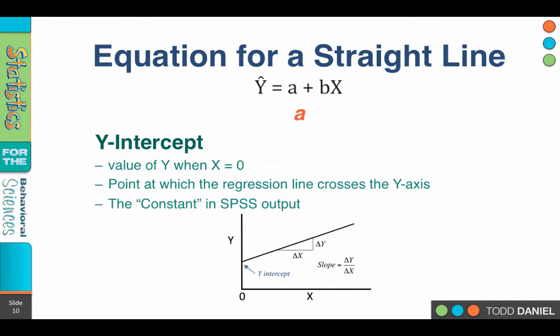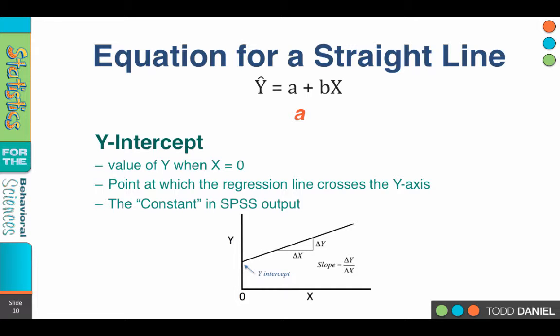So let's break down the equation a little bit more and understand what each of the parts of the equation mean. A is the y-intercept. It's the value of y when x equals 0. Now think about the intercept between the x and y axes, the point where they cross. What would be the value of a data point right there where the two lines cross? It would be a value of 0, 0. In other words, x equals 0, y equals 0.